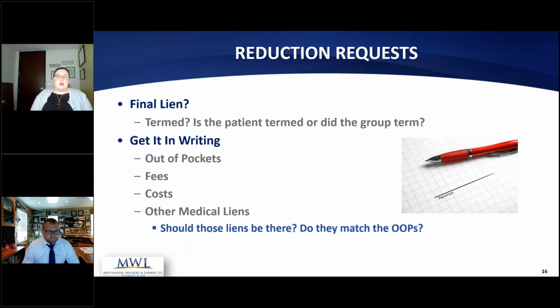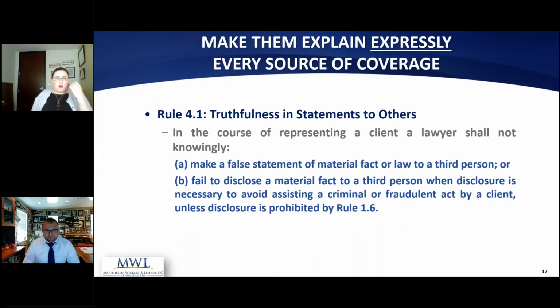Anytime you're dealing with a reduction request from an attorney, get those details that you know you need to go to the plan with in writing. Attorneys have obligations to make sure that they're being truthful, and we're going to send out these slides. Make sure that you are asking them about each and every type of coverage that's listed on that one slide, and make sure they expressly answer yes or no to each coverage.